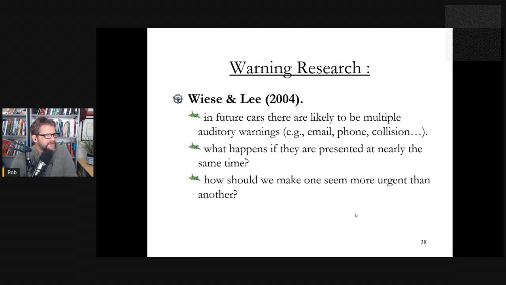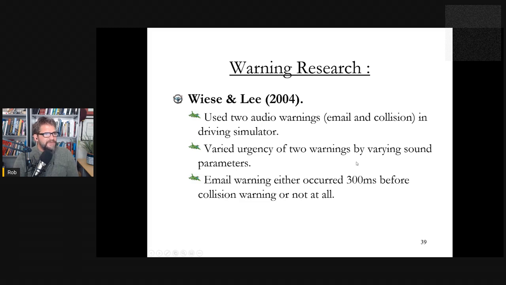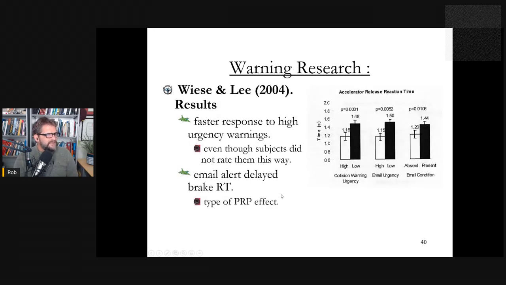This study was looking at the psychological refractory period. What happens if I'm using warnings not only for safety, but also to warn you in the infotainment unit that you have a new email or a new text message? What they did in this study was use a collision warning and a warning telling you that you were going to get an email. The collision warning was much more intense and loud. The email warning was more like what you get on a computer. And they looked at how the two were related if they had similar timings.